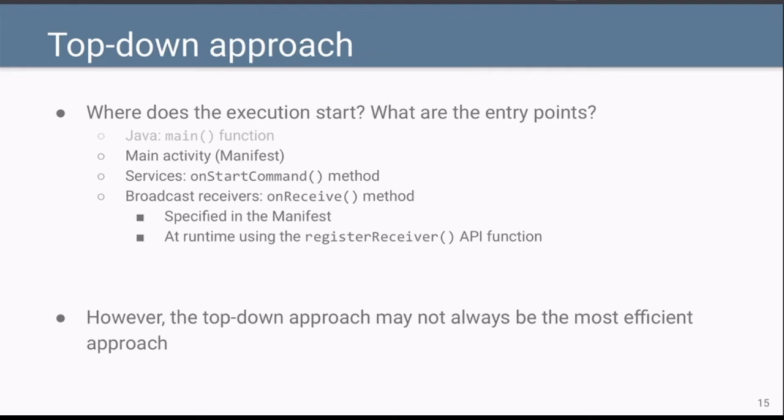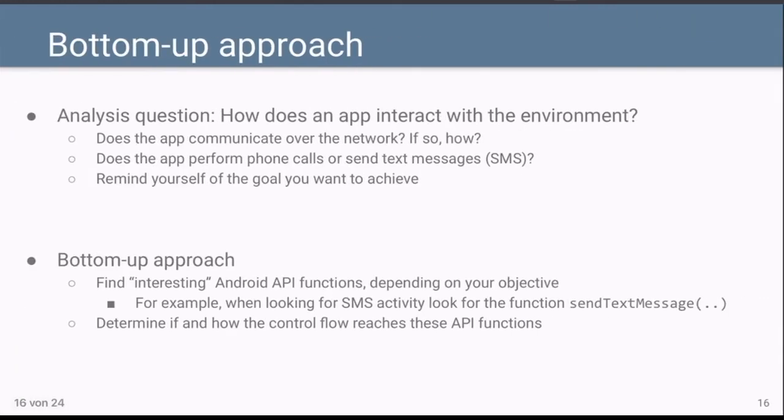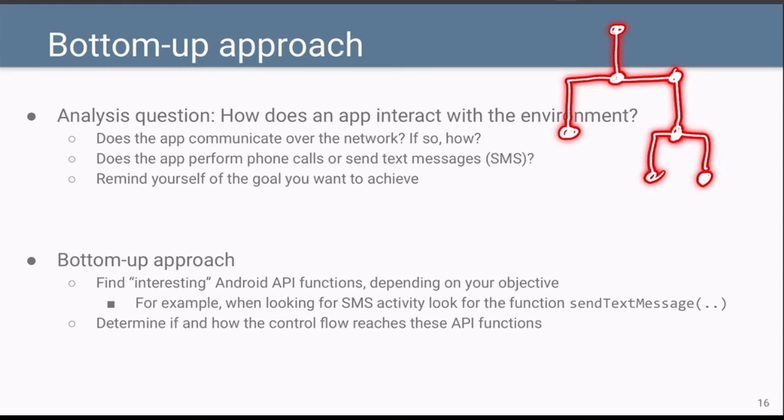However, occasionally the top-down approach may not always be the most efficient approach, for example, if you are trying to find functionality that is covered deep inside an Android app's code. So as a result, there's a second approach, which is called the bottom-up approach. This is called bottom-up because if we think of a similar control flow graph that we have looked at before, now we do not start at the top, where the execution flow starts, but we look at some node deep inside the control flow graph. And from there, we'll backtrack up to higher nodes in this tree.